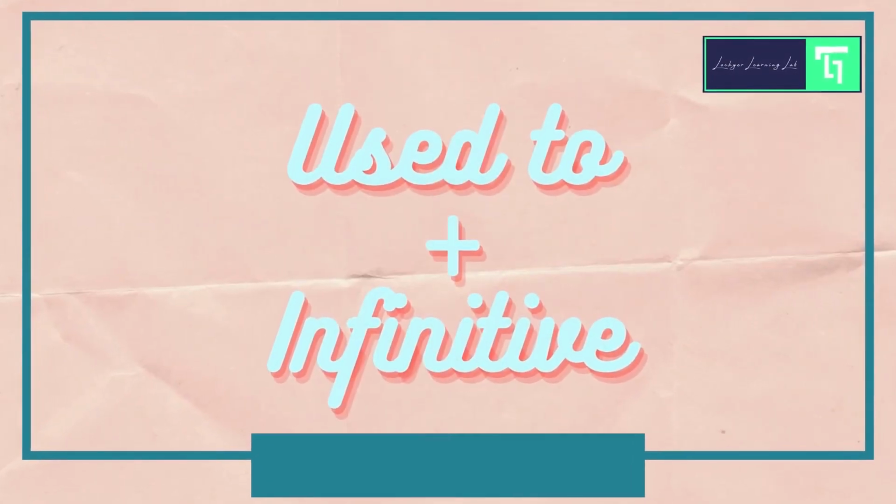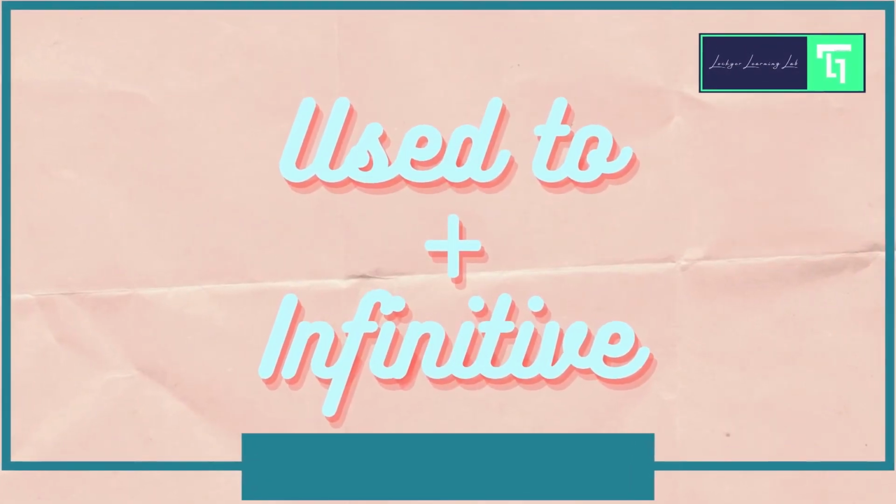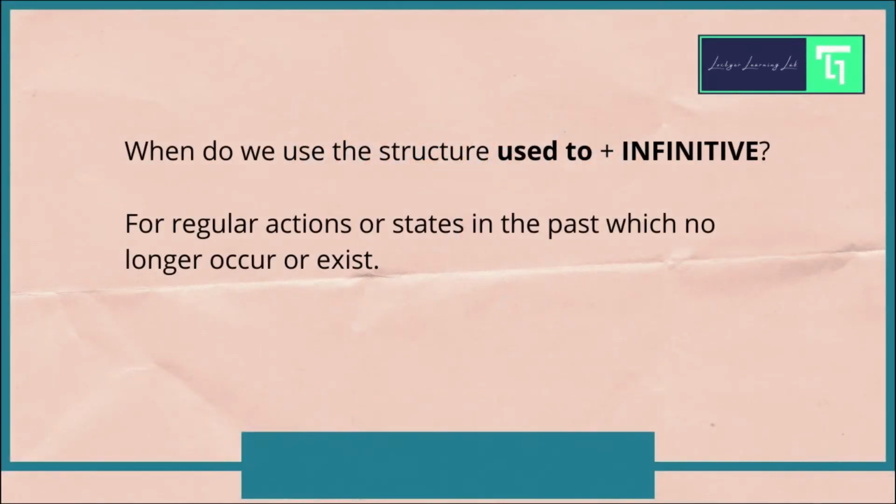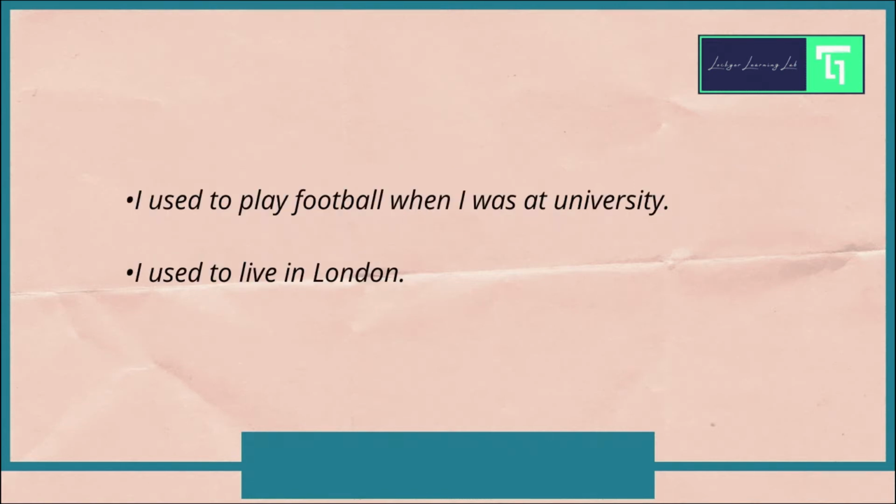When do we use the structure used to with the infinitive? Well, we're going to look at that now. We use it for regular actions or states in the past which no longer occur or exist. Let's look at a few examples. I used to play football when I was at university, and I used to live in London.